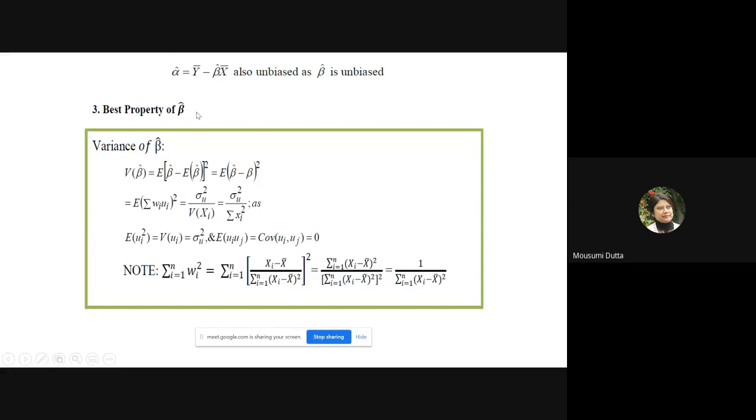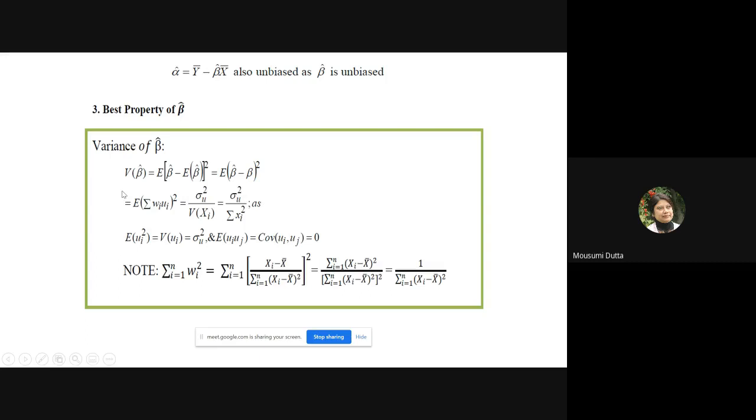Now, at the top, there is some information regarding alpha hat. Regarding alpha hat, I'll give all the information together. After completing the properties of beta hat, when I start talking about the properties of alpha hat, I'll give all information regarding the unbiasedness and minimum variance property together. So please concentrate on the best property of beta hat OLS. Typically, we are talking about beta hat OLS because we estimated the parameters using the OLS technique.